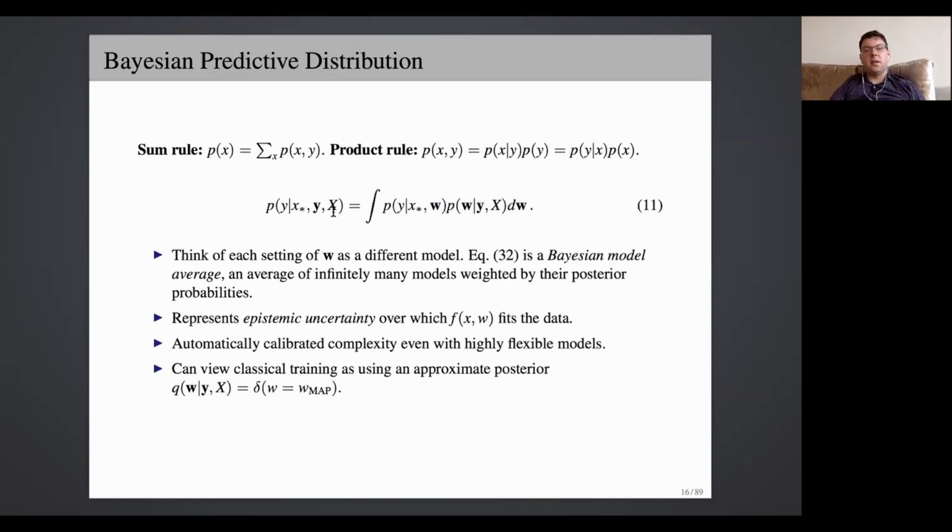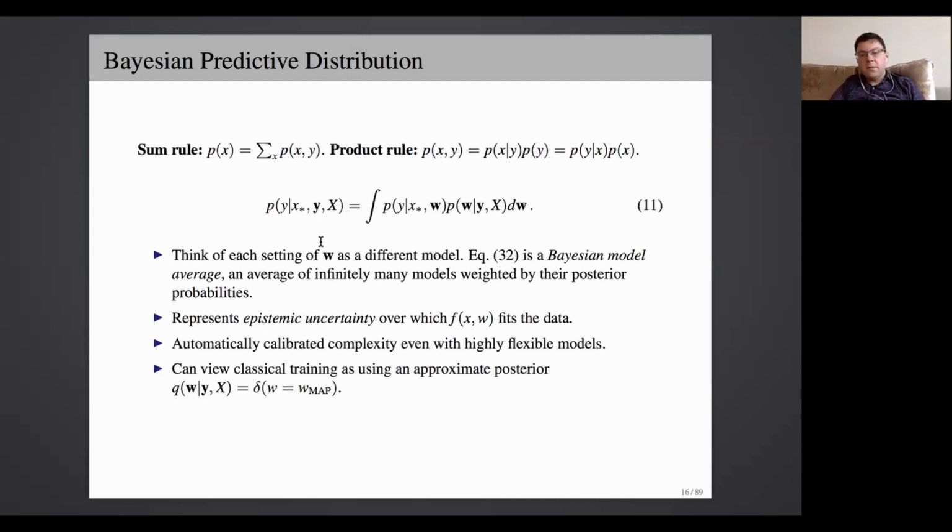This is also a Bayesian model average. So in words, what it's saying is, don't just use a single setting of parameters, use all possible settings of parameters weighted by their posterior probabilities. And so this isn't a controversial expression. It's just a direct consequence of the sum and product rules of probability. And it represents what's called epistemic uncertainty over which function f of x, w fits the data. So epistemic uncertainty is reducible uncertainty with more information versus aleatoric uncertainty, which is irreducible, which in this running example would be like the noise in the data.